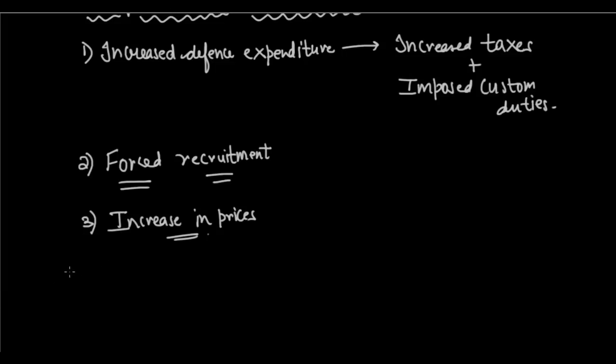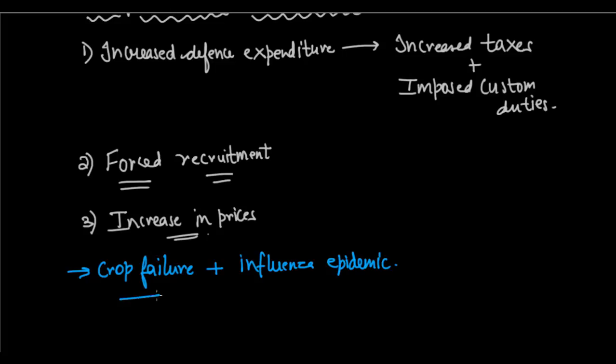One more thing you can include is that there was crop failure and an influenza epidemic. Again, this caused people to lose money and go into poverty and turmoil. And with this, you have increased prices as well, forced recruitment, and an increase in defense expenditure, which led to an increase in taxes. All this led to serious anti-incumbency, a hatred against the British government amongst the Indian people, right?